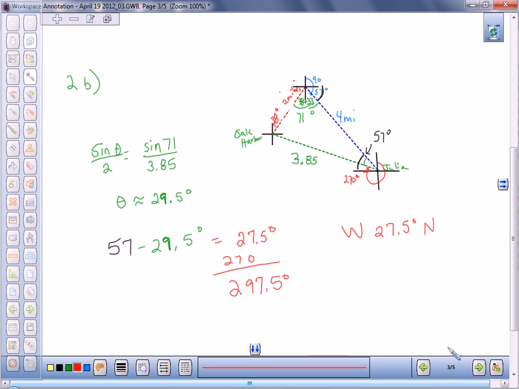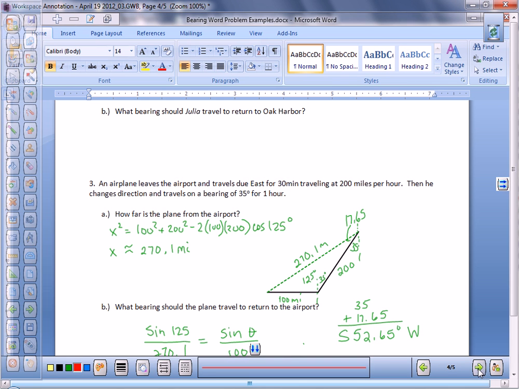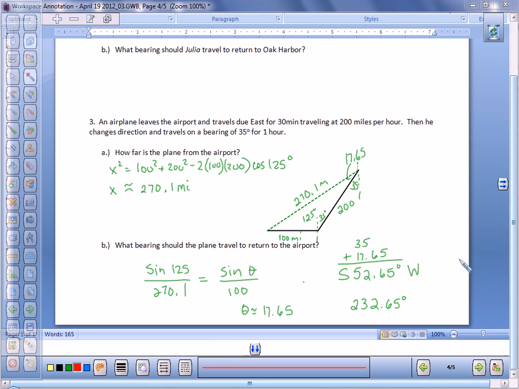Okay, what I'm going to do now is talk you through the next problem. It is worked out here for us, so let's discuss what we're looking at. It says an airplane leaves the airport and travels due east for 30 minutes, traveling 200 miles per hour. So this line here is going to represent due east. This is the first part of our trip. Well, if we travel for half an hour at 200 miles per hour, we've gone a total distance of 100 miles. That's where the 100 came from.